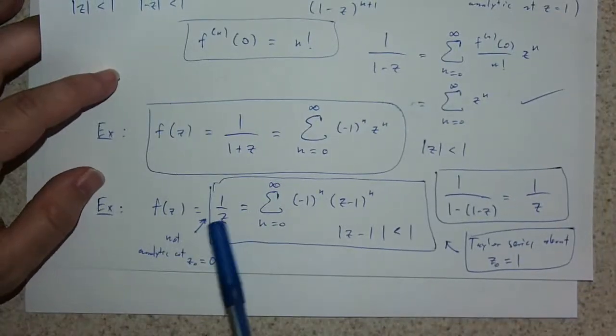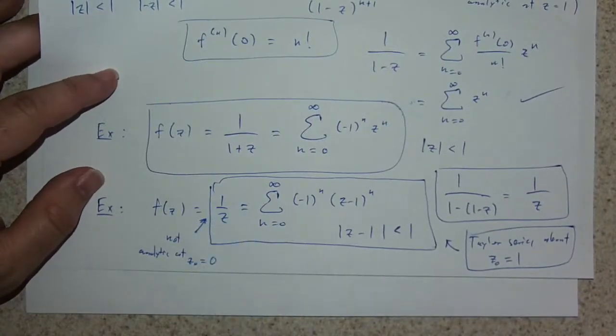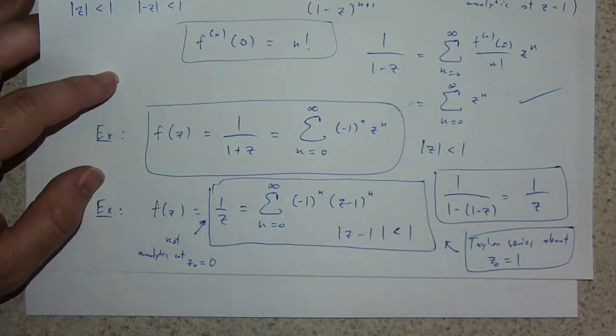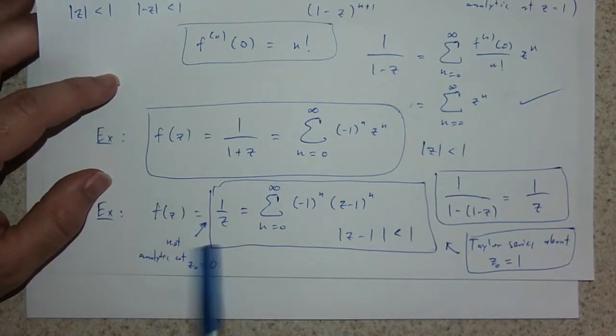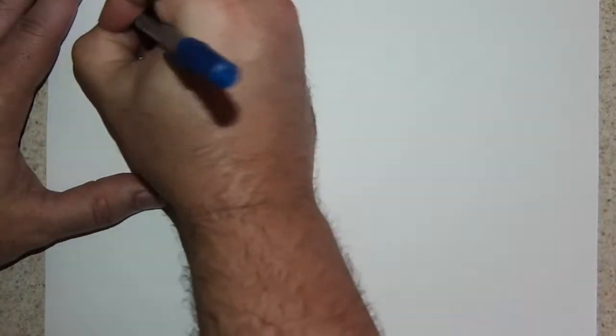And so even for a function that is analytic everywhere else, away from 0, what if you want some kind of series representation for a function at a point where it's not analytic? What do you do? Well, here's a more extreme example.